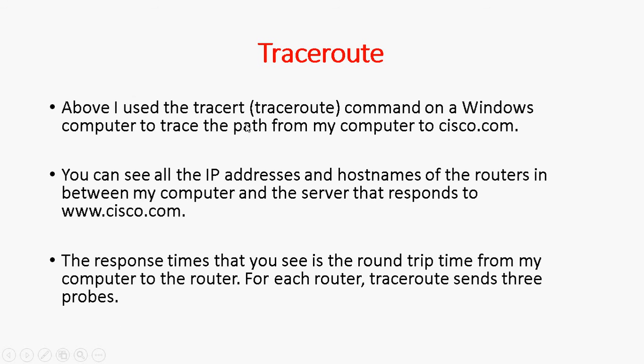Above, I used the traceroute command on a Windows computer to trace the path from my computer to cisco.com. You can see all the IP addresses and host names of the routers between my computer and the server that responds to www.cisco.com. The response time you see is the round trip time from my computer to each router. Traceroute sends 3 probes, so each time it sends 3 packets to a single hop.